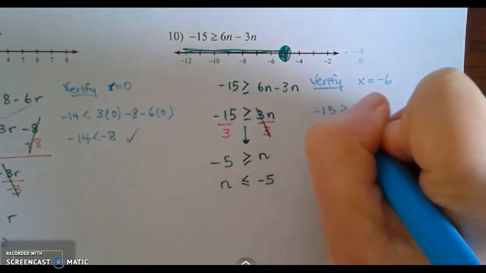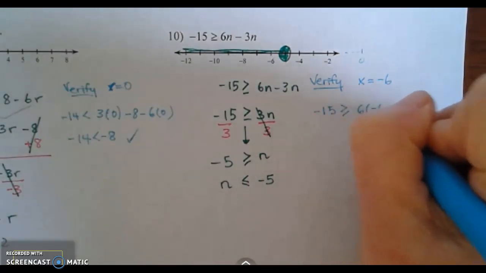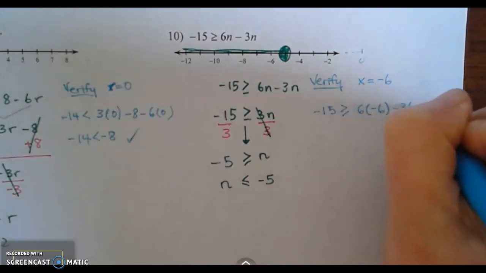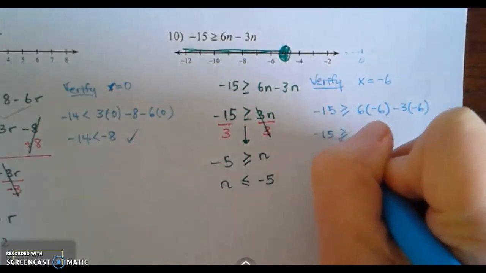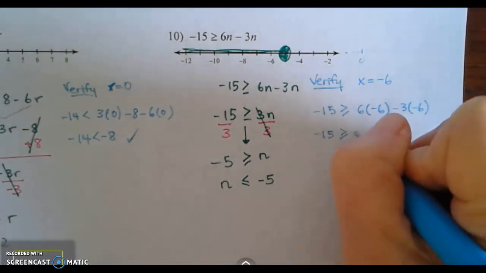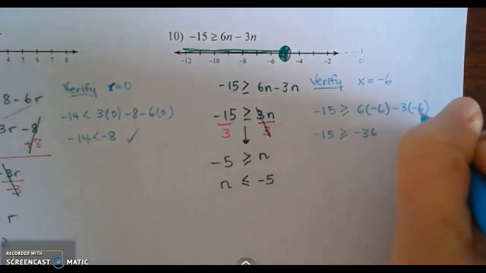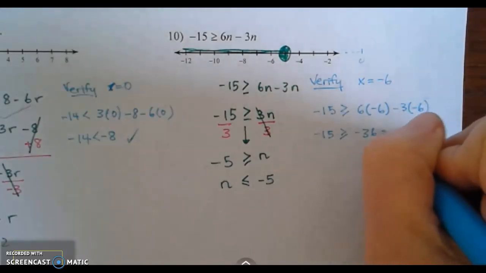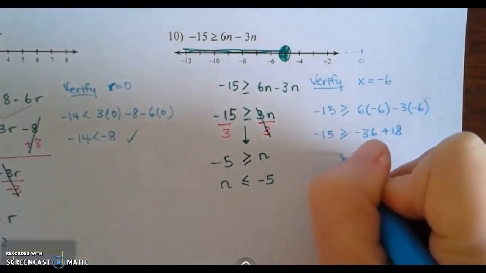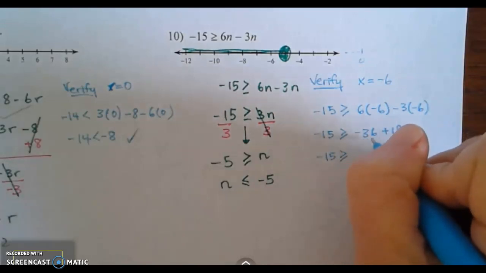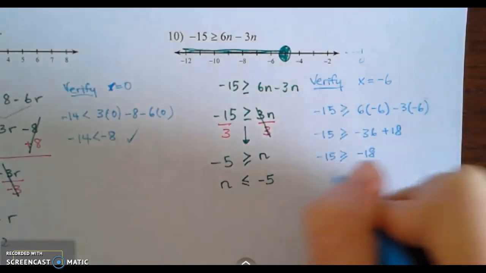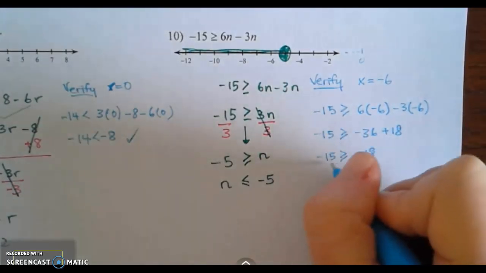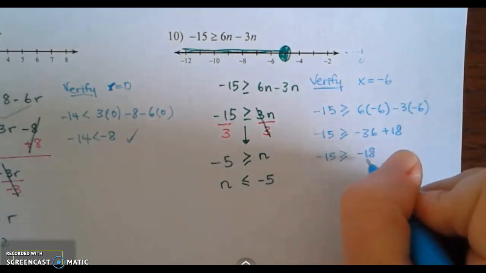Negative 15 is greater than or equal to 6 times negative 6 minus 3 times negative 6. The left hand side stays as negative 15. On the right hand side, 6 times negative 6 is negative 36. Negative 3 times negative 6 is positive 18. Negative 36 plus 18 is negative 18. So comparing these two numbers, negative 15 and negative 18, yes, negative 15 is the bigger number than negative 18.